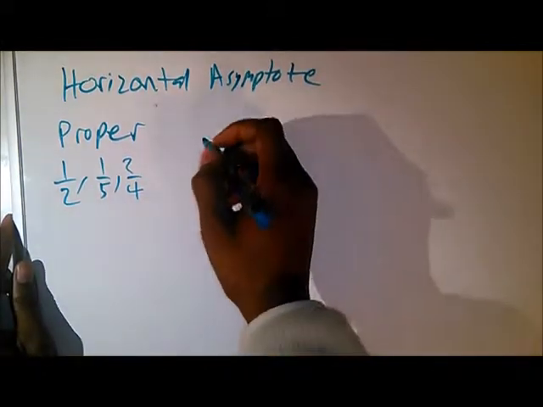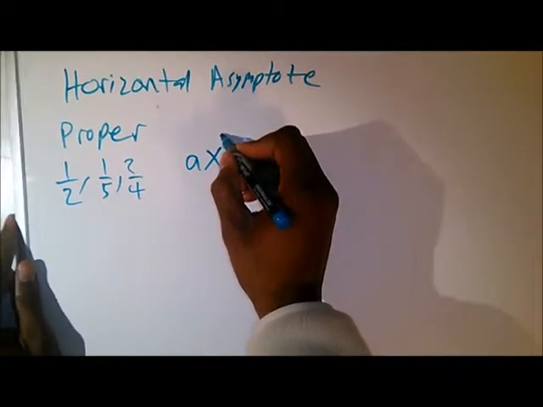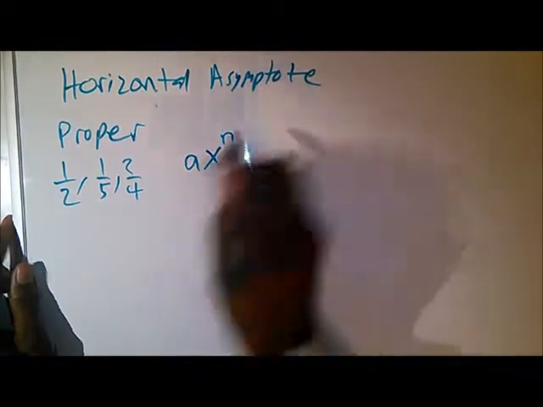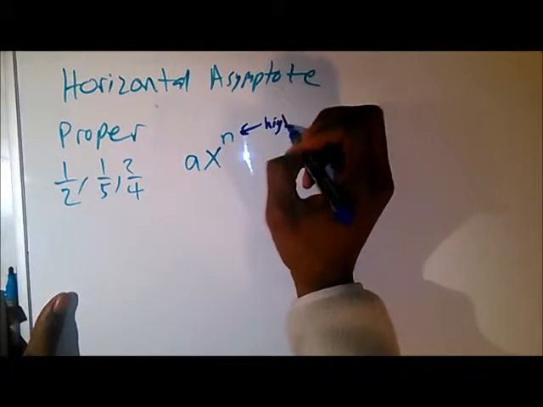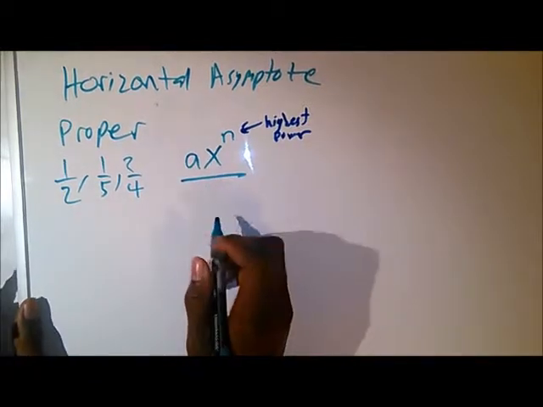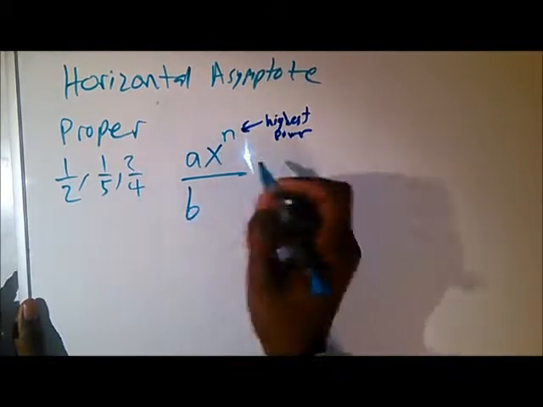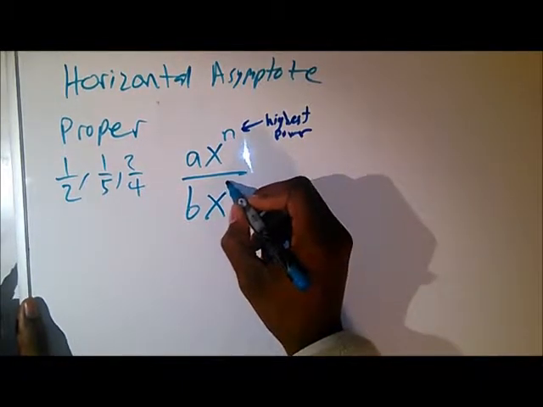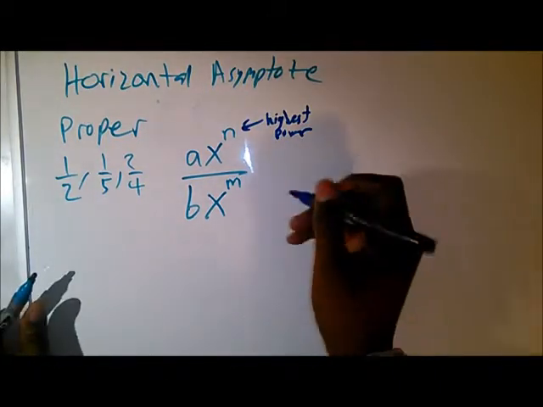Proper rational functions, let's say you have this. You have a x to the power, let's call the power n. This is going to be the highest power. Divided by, and this is just a number, like a coefficient. It could be 1 or 2. This is a different number. Let's call this number b, okay? X to, we're going to call this highest power m, just to separate them, make them different. This is going to be your other highest power.